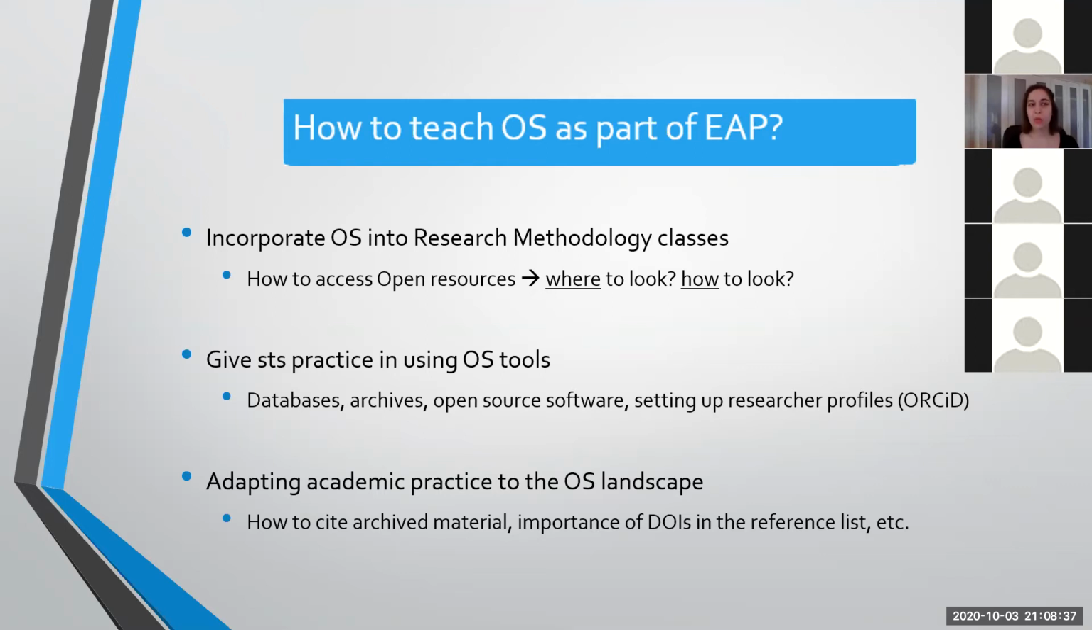We may also need to adapt our own academic practice to the open science landscape. So here, I think of referencing sources in bibliographies and reference lists. So the importance of using DOIs, digital object identifiers, in reference lists, or telling students how to cite archived material. So I talked about Zenodo or HAL before, or databases, repositories, and so on. If the style guides that we have traditionally been using don't provide any information on how to reference open science resources properly, we as tutors may need to provide that to our students.